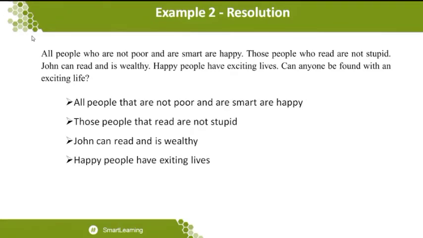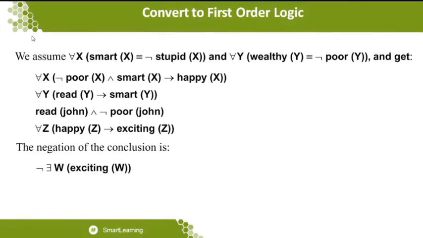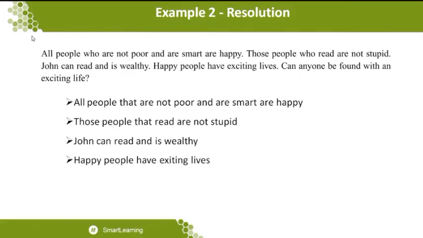At that moment, the actual statement is for all X. But when I apply the negation to the statement, I put the negation symbol over it, and there exists W, exists of W. So this statement is being applied. And what is the first statement? All people that are not poor and are smart are happy.